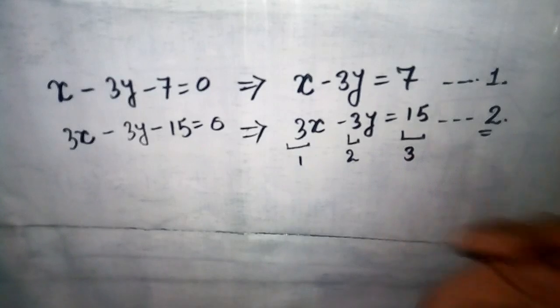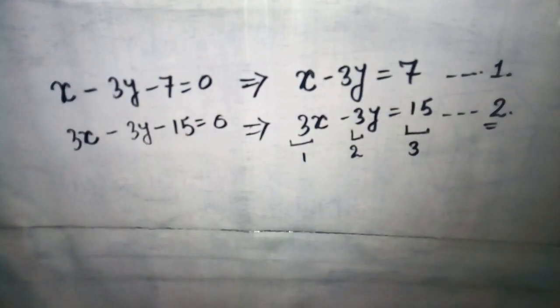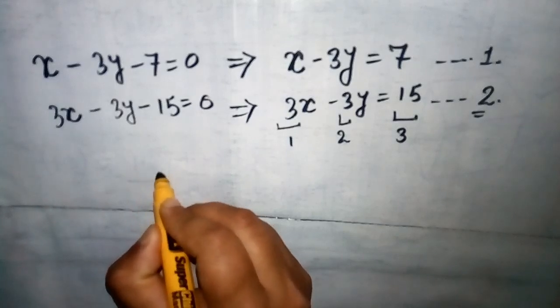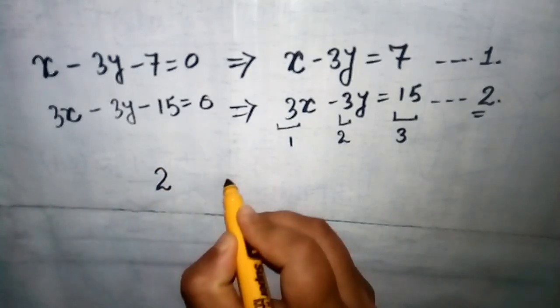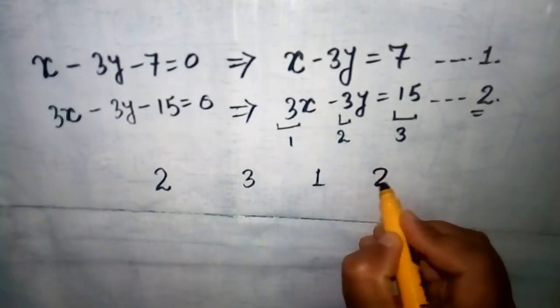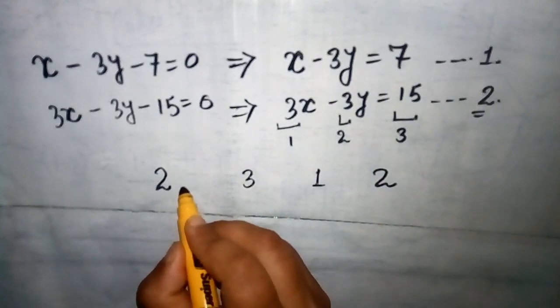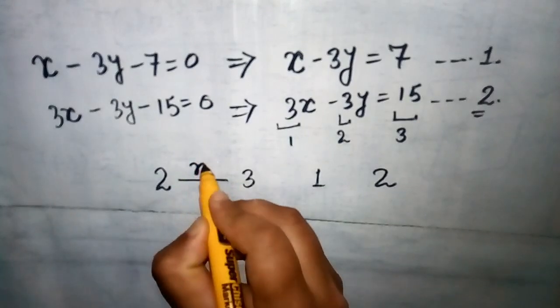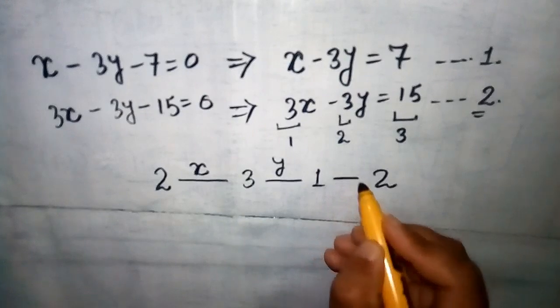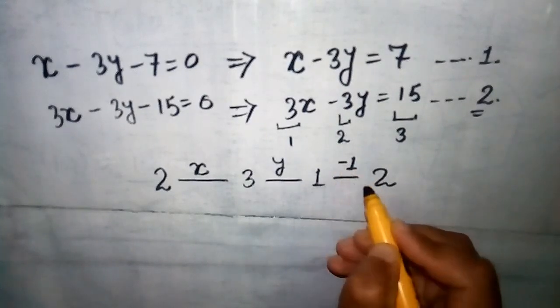So coefficients of x will be 1 and coefficients of y will be 2 and the constant terms will be 3. And here I am using one code to solve this equation by cross multiplication method, and the code is 2312. Remember this code? Now how it will be useful, let us discuss further.